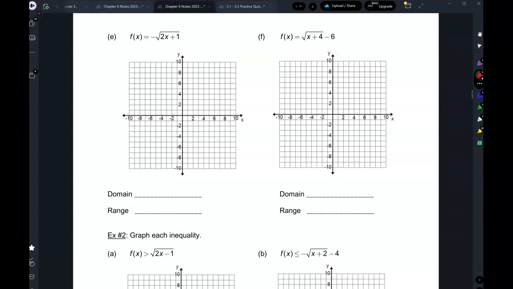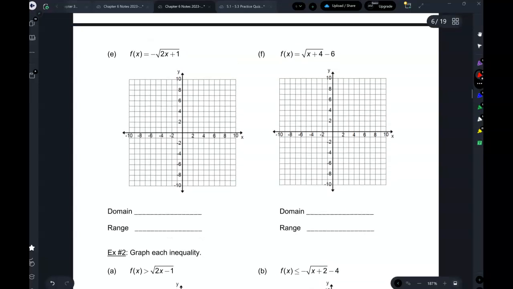Right. So take a look at this one. For domain, I'm going to do 2x plus 1 greater than or equal to 0. 2x is greater than or equal to -1. x is greater than or equal to -1/2. So the translation for this is actually -1/2 units. It's right there. Okay?